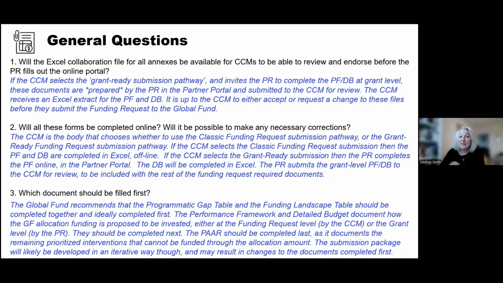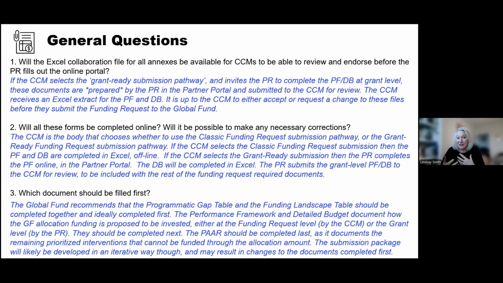If the CCM is using the classic funding request submission pathway, both the performance framework and the detailed budget will be completed in Excel. And then question 3 on this slide, which document should be filled first? So the consensus from the Global Fund is that ideally the programmatic gap table and the funding landscape table should be completed together. And ideally those should be completed first.